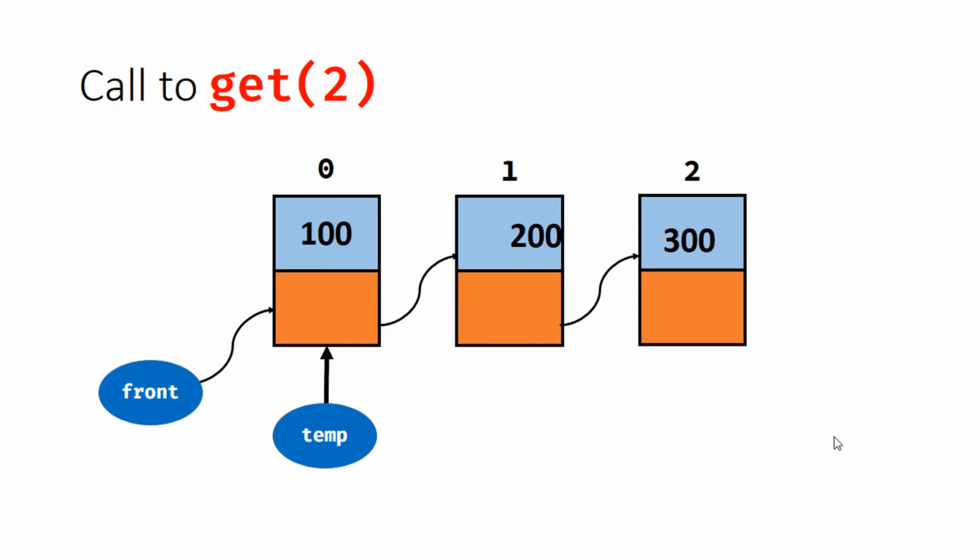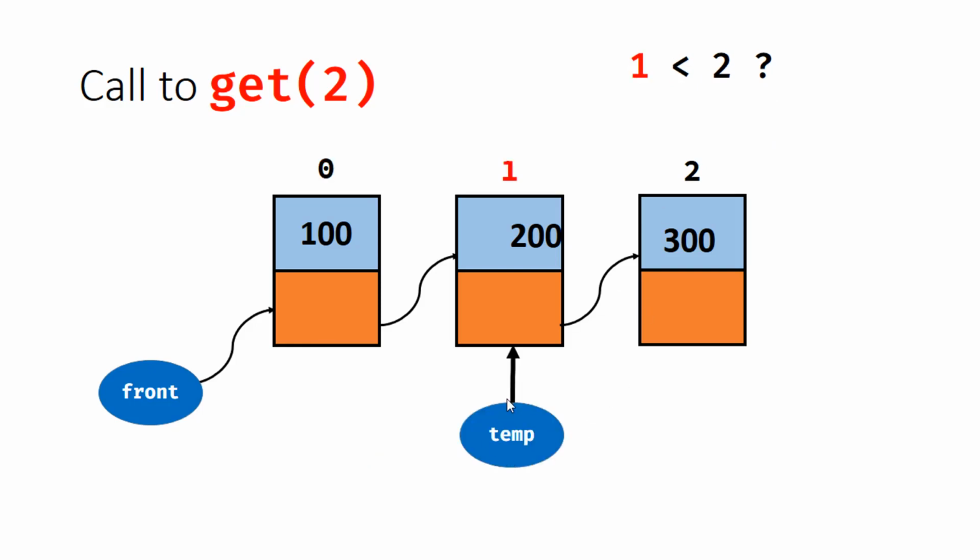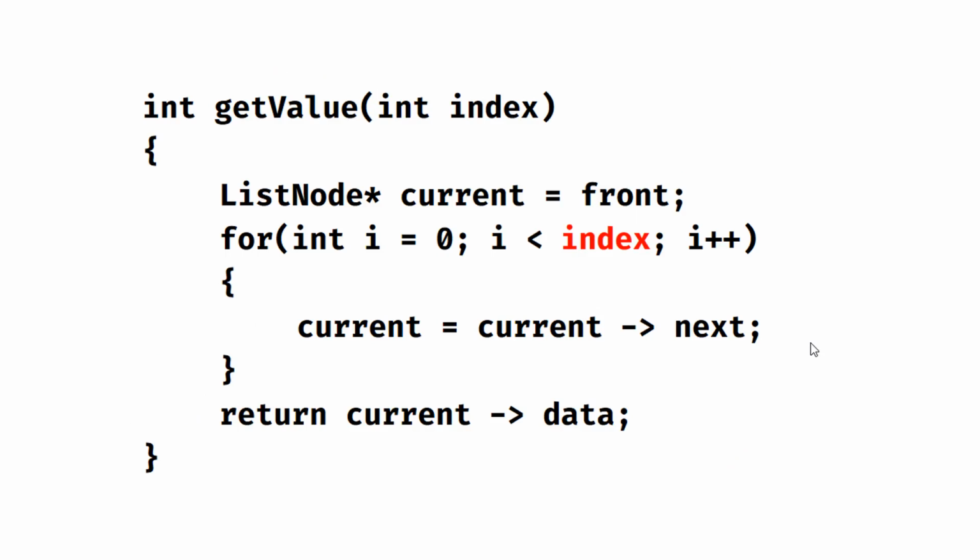So let's see how it works. So we are comparing the for loop variable 0. Just understand this graphically. I'm going to explain and demonstrate that in the code. Is 0 less than 2? Yes, it's true. So we'll update the temp to point to the next node. And this is the second value of the for loop. So 1 is less than 2, yes, update the pointer. Now 2 is less than 2, no, 2 is not less than 2. So we got to that particular index, which is required by the user. So we'll return the value 300.